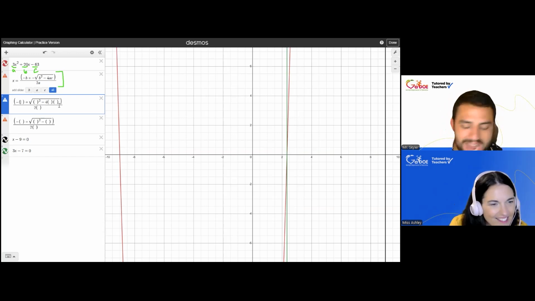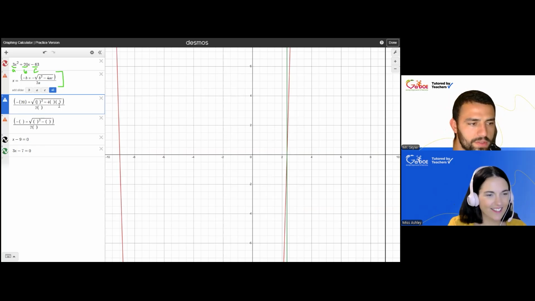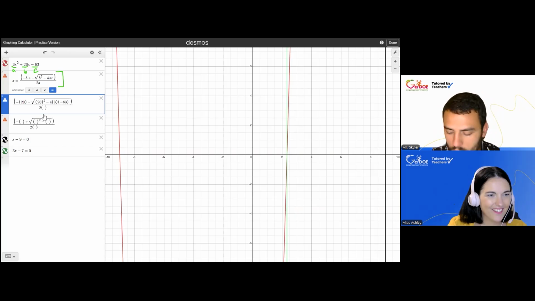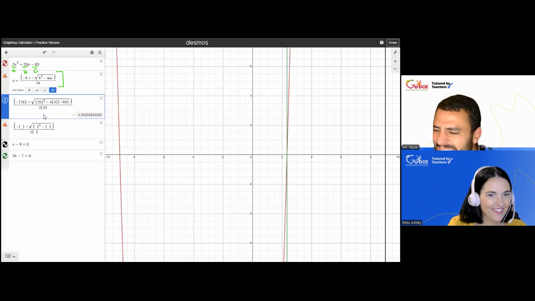So I'm going to put in negative b. I put in a 20. I put parentheses so you can see where I'm typing things in. Negative b, I have a plus b squared. I type in my 20 again, minus 4 times a. That's my number at the beginning, 3, times c, which is my negative 63. So when I put all of those in, all over 2a again, one more time, I put in the 3. You see how I get an answer.